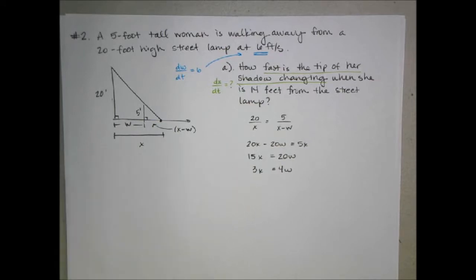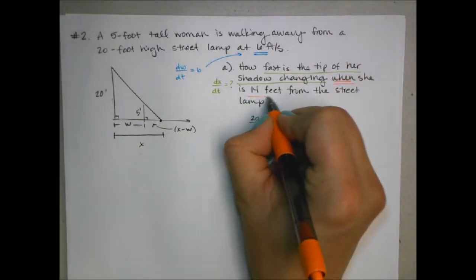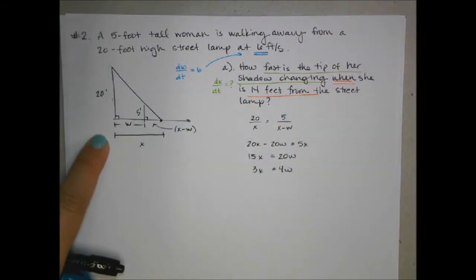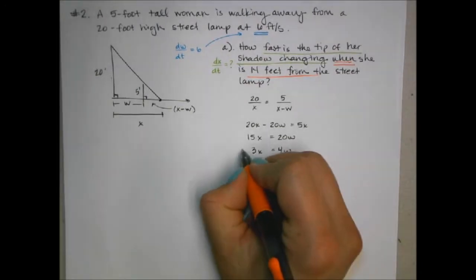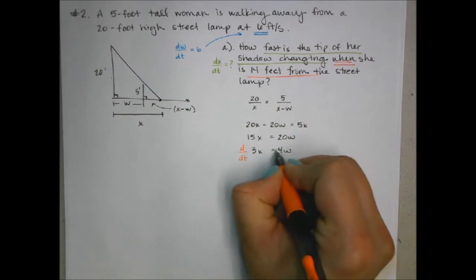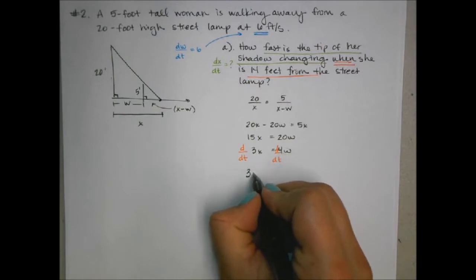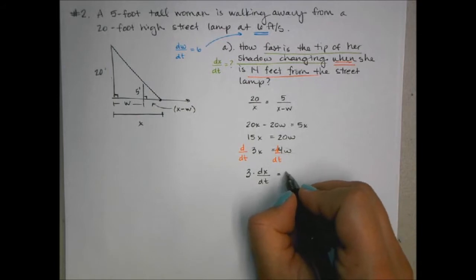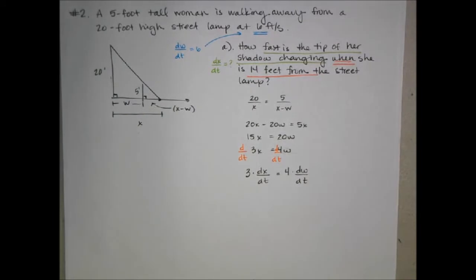And remember, we were given a "when" statement here, when she's 14 feet away from the street lamp. So when her distance away is 14 feet. We're not going to use that until we've taken the derivative. So let's do that then. So on the left, we have derivative of 3x is 3, followed by dx/dt. On the right, derivative of 4w is 4, dw/dt. We are solving for dx/dt, this value here.